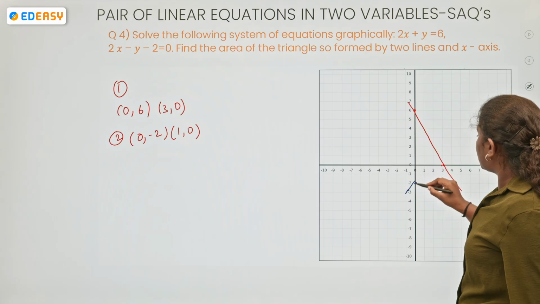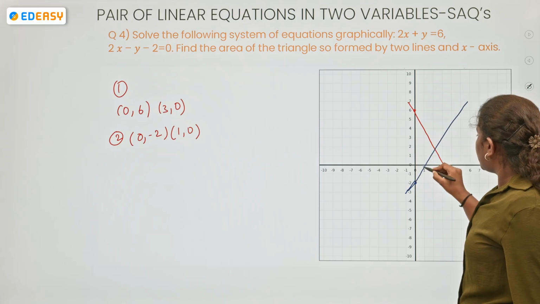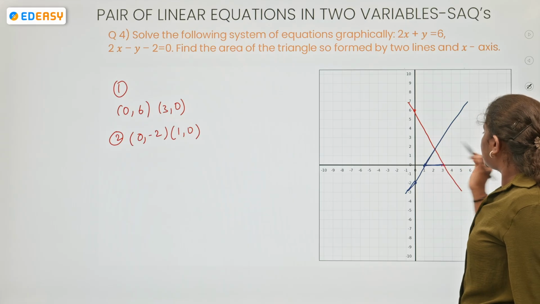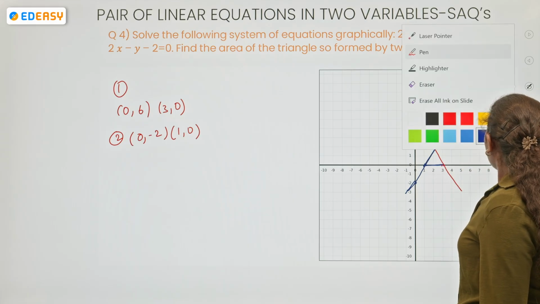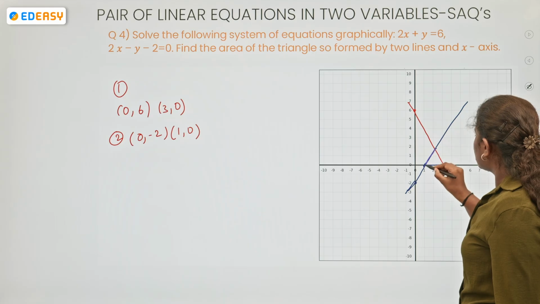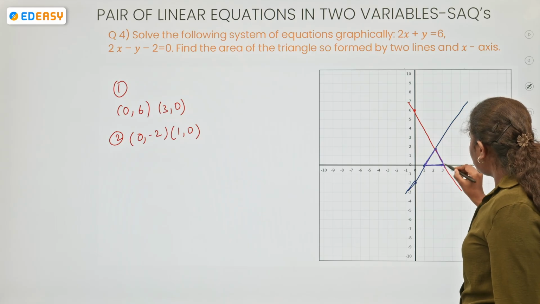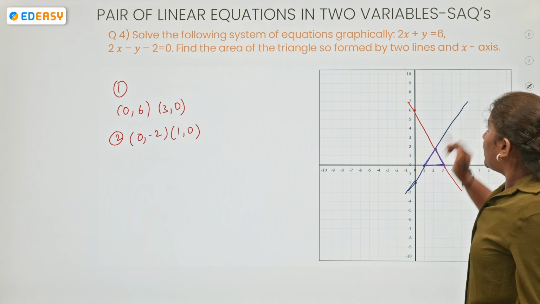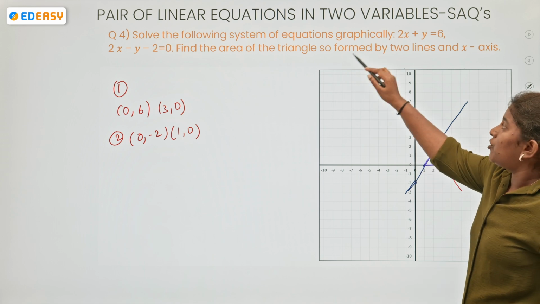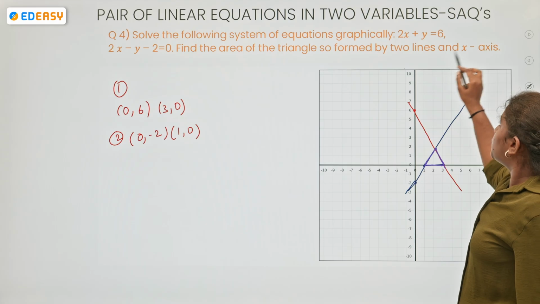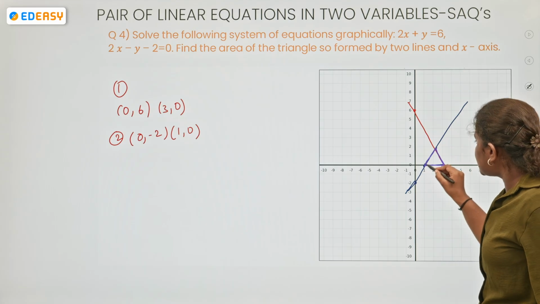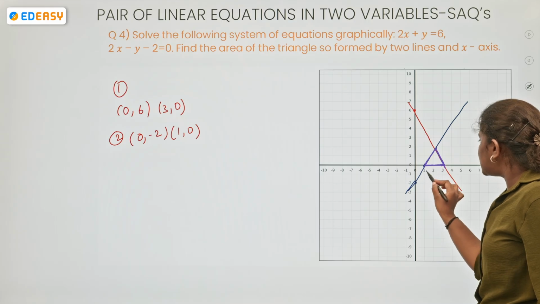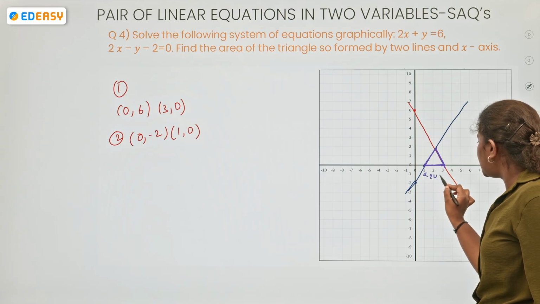Now, just draw the line. If you observe here, we got a triangle that is formed by the given two lines and the x-axis. Now, if you see the question, find the area of the triangle so formed by the two lines and the x-axis. This is the triangle, right? From 1 to 3, how much is the distance here? The distance is 2 units.